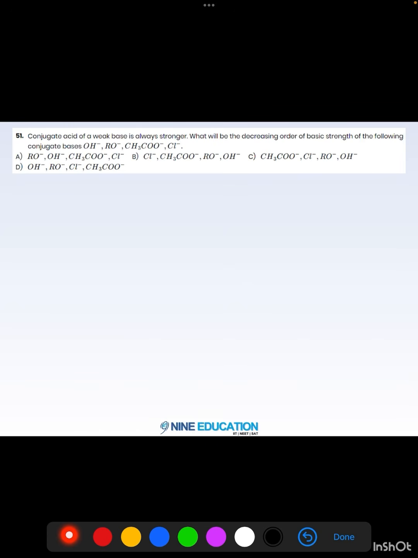The very first question here is: conjugate acid of weak base is always stronger. What will be the decreasing order of basic strength of the following conjugate bases? OH minus, OR minus, CH3COO minus and Cl minus. So 4 bases are given: OH minus, OR minus, CH3COO minus, and then we are having Cl minus.